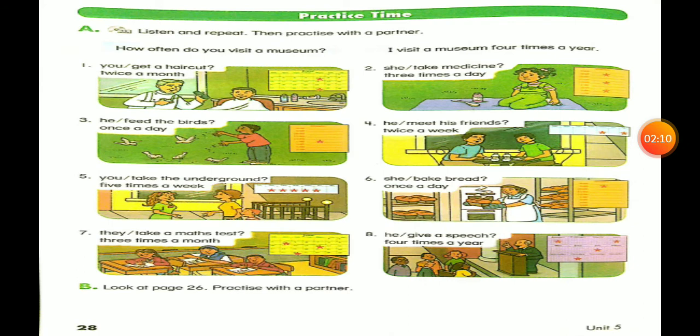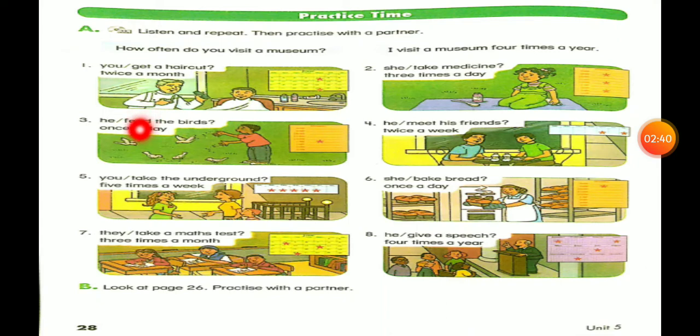Now, open your book, page 28. How often do you visit a museum? I visit a museum 4 times a year. Let's see picture number 1. I have you get a haircut twice a month. How often do you get a haircut? I get a haircut twice a month.